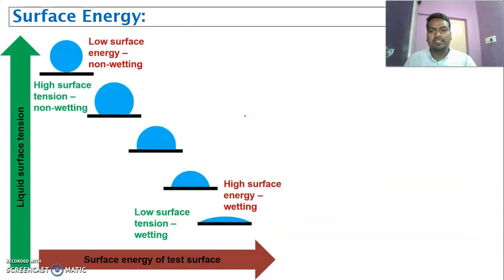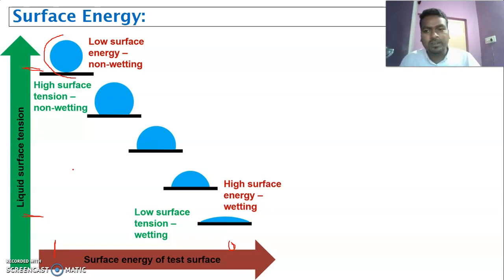Next is surface energy. Just observe this diagram. If you really observe it and notice the changes that take place in each step of this diagram, you can really understand surface energy. In this diagram, the graph has the magnitude of surface tension versus surface energy. In this case the surface energy is more, but here surface energy is less. Here surface tension is more, but here surface tension is less.